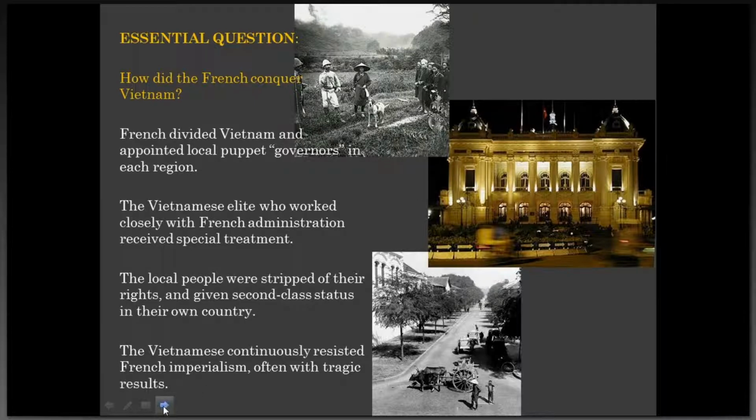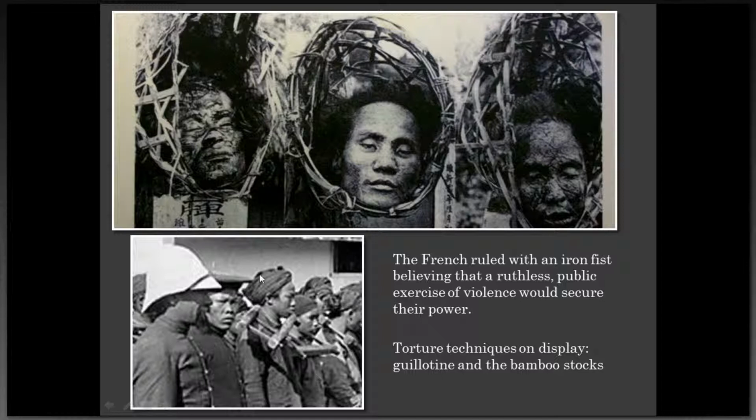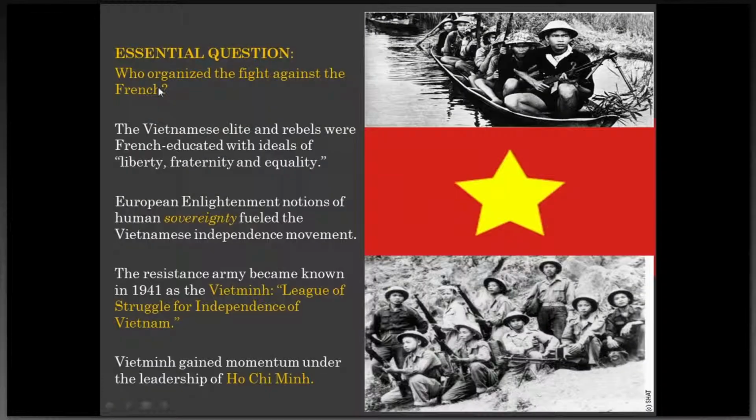Unlike the Laotians and the Cambodians, who didn't resist the French so much, the Vietnamese continuously resisted this French imperialism, and often with tragic results. Obviously, graphic photo here. You have the French imprisoning Vietnamese resistors. They ruled with a very public iron fist, believing that this ruthless demonstration of violence would secure their power. You've got guillotine results here and bamboo stalks, which, of course, inspired the fight against the French.